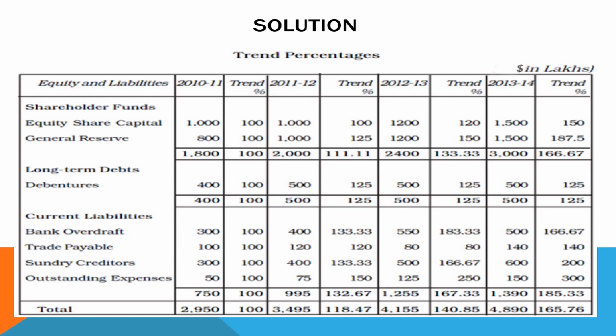So at the end, we will write the total of liabilities also, which will be 750, 995, 1255 and 1390. And at the end, the total of equity and liability becomes 2950 and 3495, 4155 and lastly 4890.